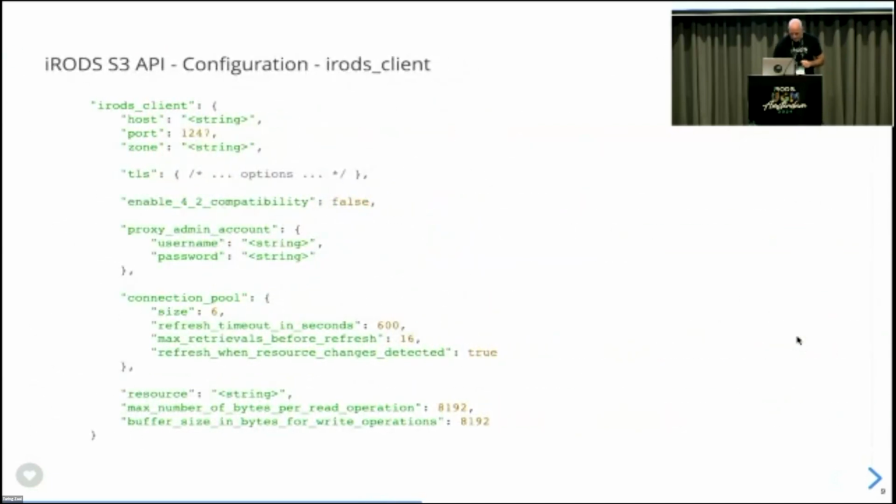Okay, the iRODS client section is all self-explanatory. The only thing I'd like to point out is we do define the resource. So when you add new files through the S3 API, we'll define that they will go to that resource.